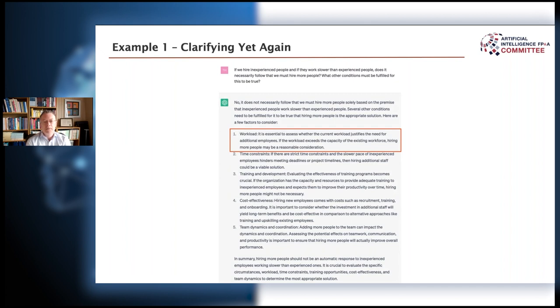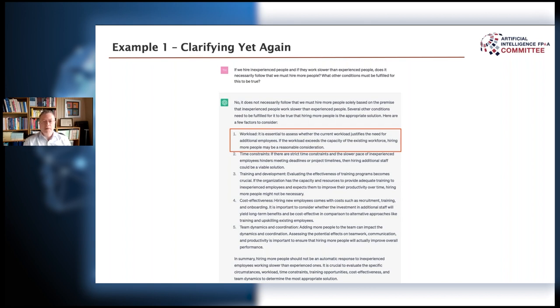So we ask now, if we hire inexperienced people and if they work slower than experienced people, does it necessarily follow that we must hire more people? What other conditions must be fulfilled for this to be true? And now the AI gives us a couple of suggestions actually. And the suggestion that to us looks most relevant has to do with workload. It has to do with capacity.